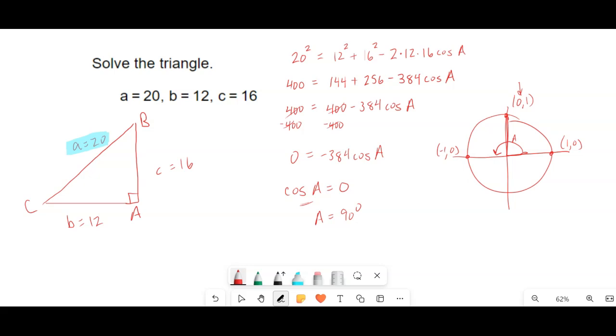All right, so I've got my largest angle. I can solve for either of these. I can solve for the middle one or the smallest one. Again, I solve for the smallest one. That's just me personally. But there's nothing wrong at all with solving for the angle C here.